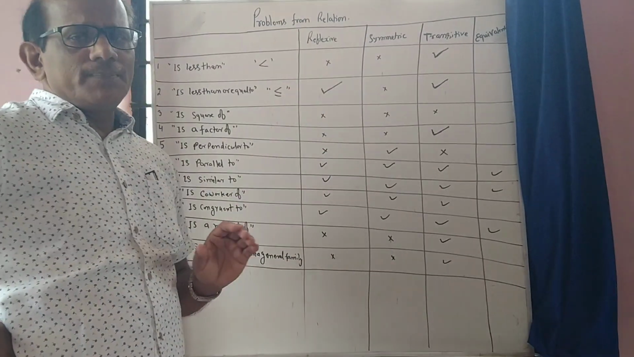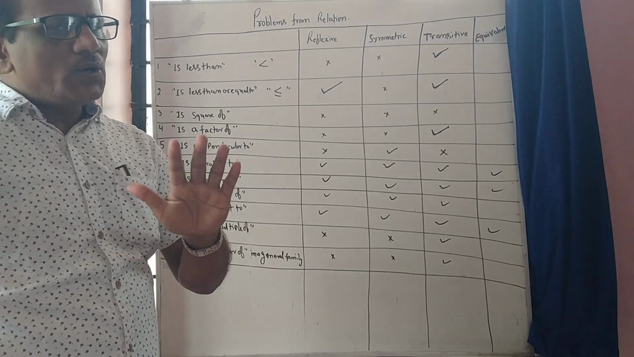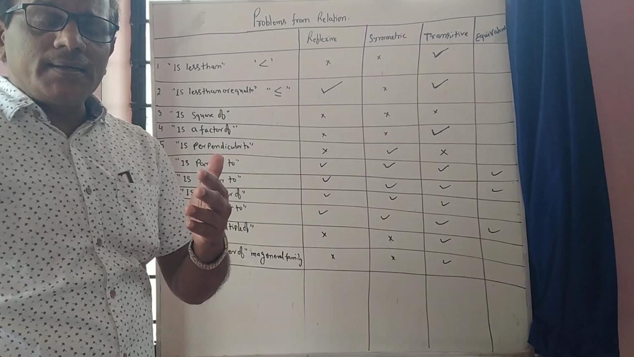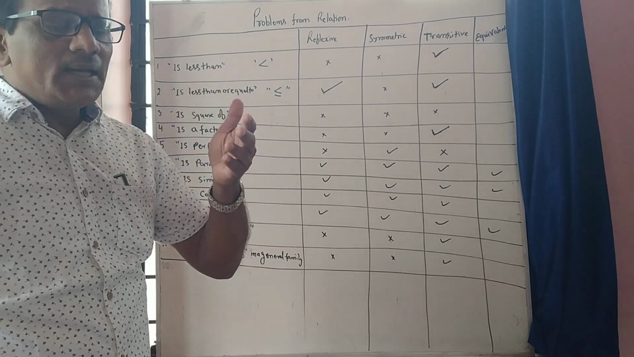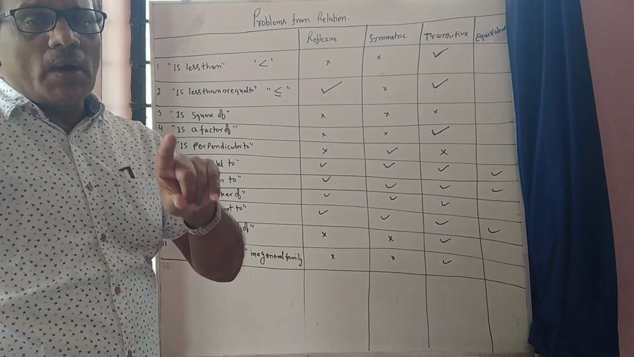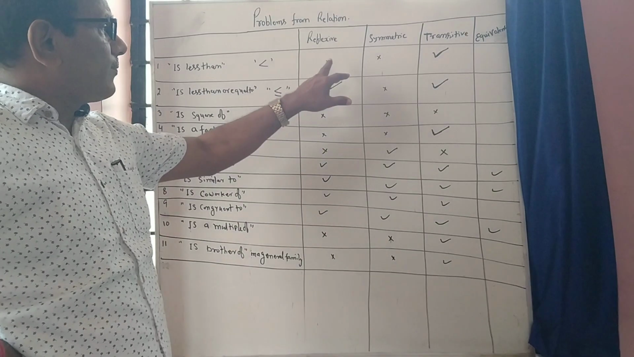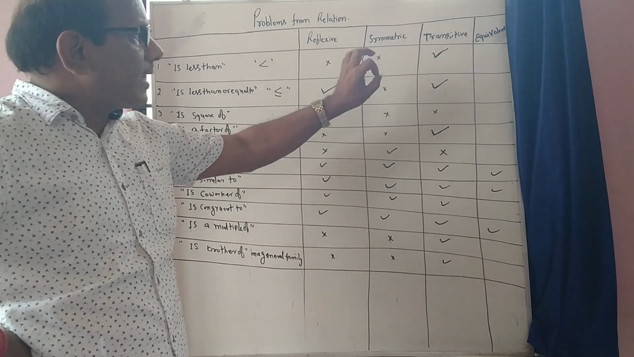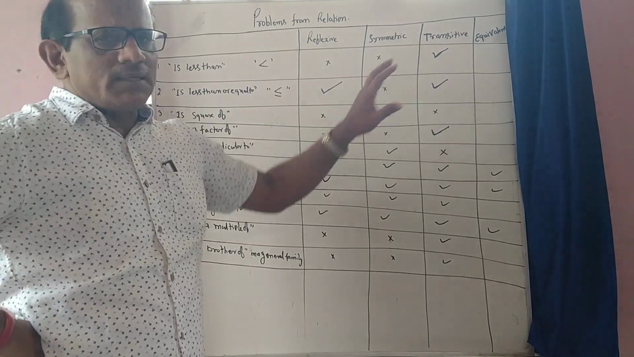Coming to the symmetric, there are two numbers, x and y. If x is less than y, then y is not less than x; y is greater than x. But we have to see: if x is less than y, x has a relation with y, then y should have the same relation with x. Then only it is said to be symmetric. But if x is less than y and y is not less than x, that's why this is not symmetric. So, not symmetric.